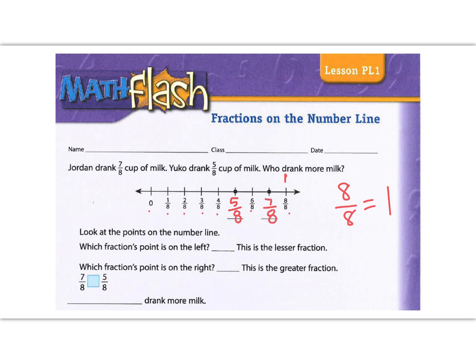So then it says, look at the points on the number line. Which fraction point is on the left? Well, 5/8 is on the left, so 5/8 is the lesser fraction. Which fraction is on the right? 7/8, it's closer to 1, so that's bigger. 7/8 is the greater fraction. So 7/8 is greater than 5/8, and Jordan drank 7/8, so Jordan drank more milk.